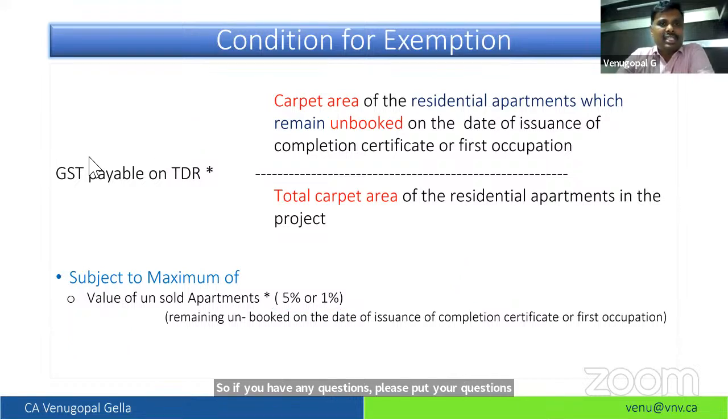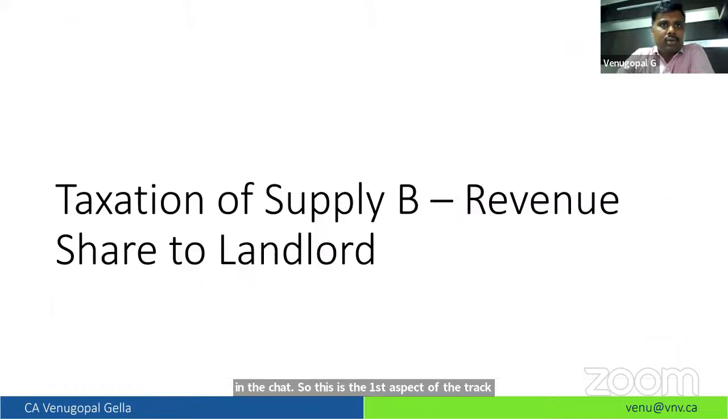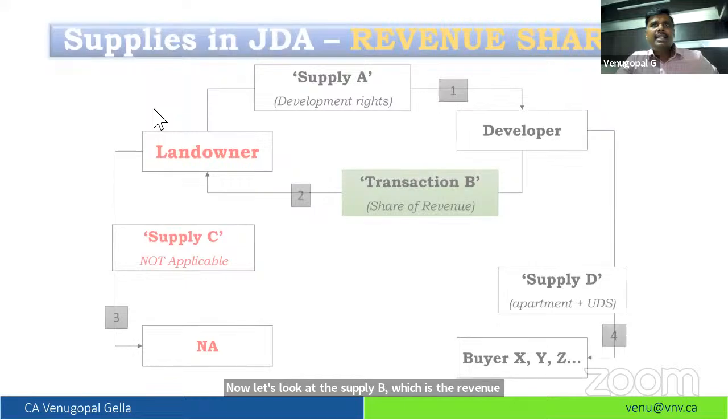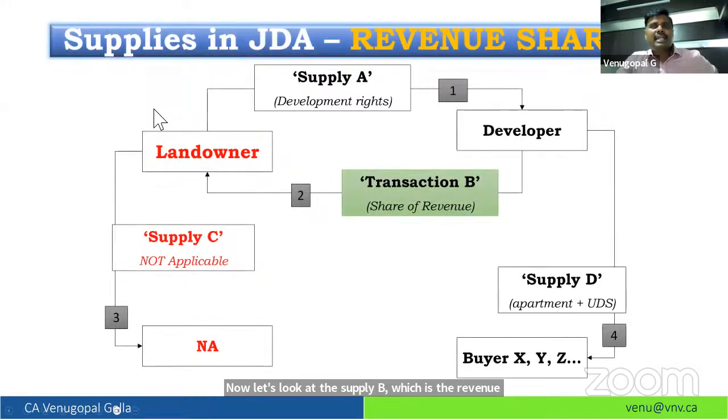All right. So this is the first aspect of the taxation, which is supply of development rights by the landowner to the developer. Now let's look at supply B, which is the revenue share to the landlord. In the revenue sharing transaction, as I clearly said, supply B, it's actually not a supply. It is only a transaction, since it is a share of revenue.